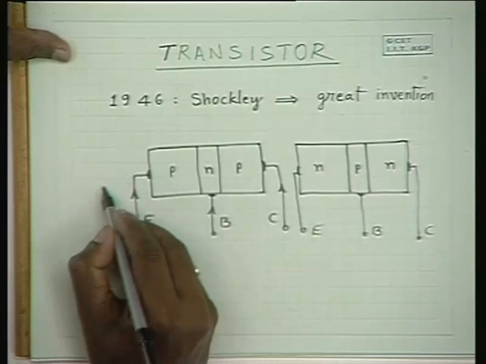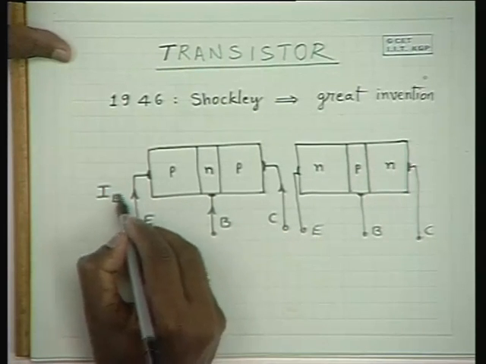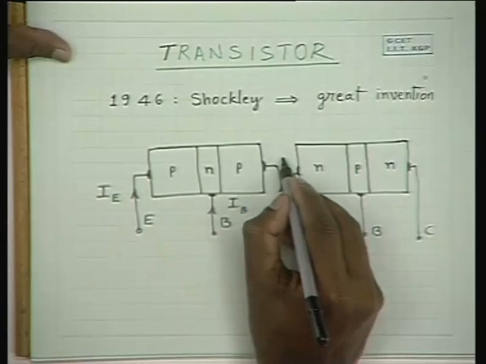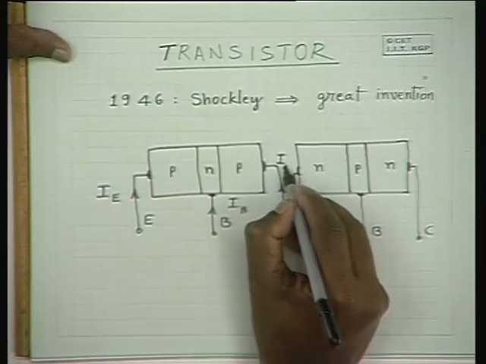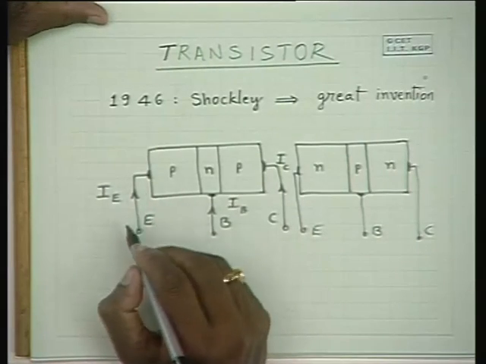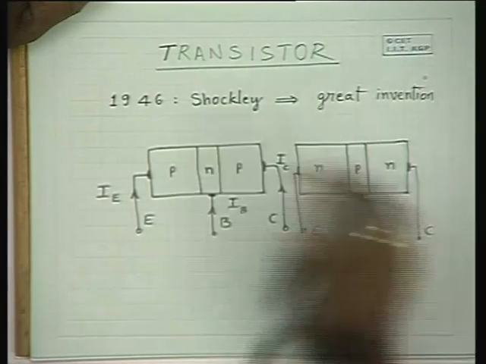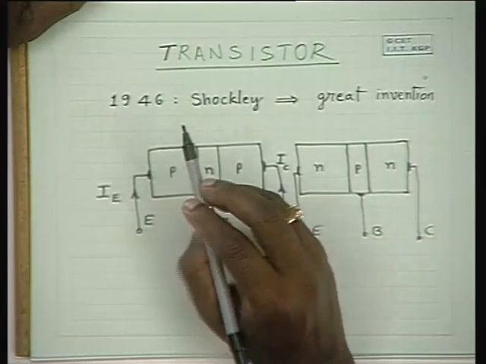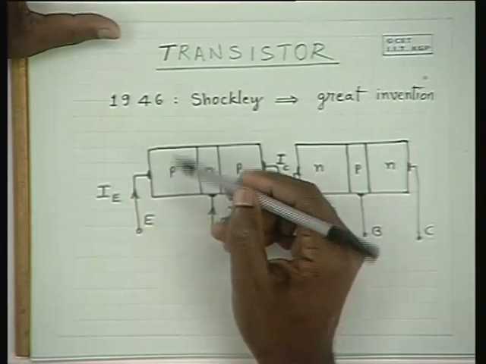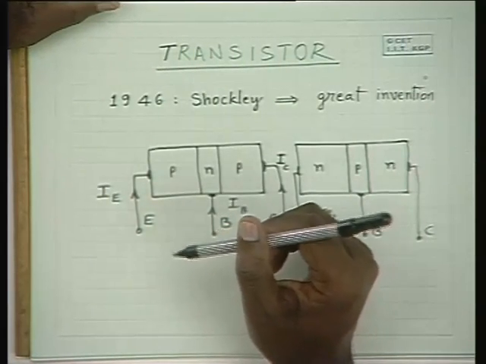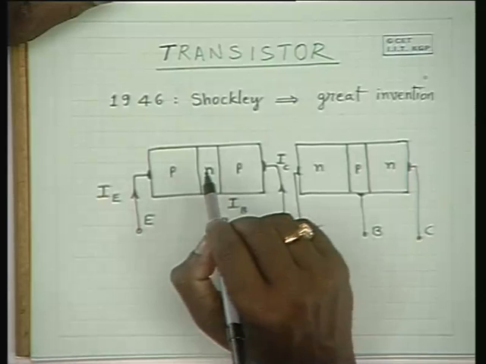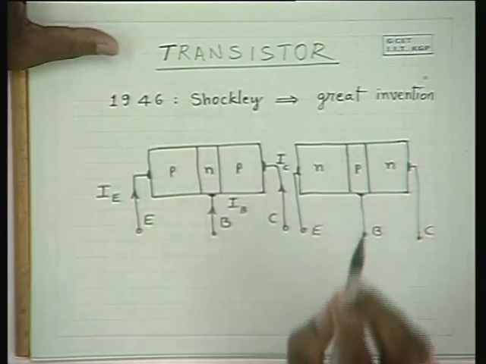Now a transistor can have emitter current, base current, and the collector current. By convention we take the current going inside as the positive. IE is the current going inside. If IE is equal to minus 1 milliampere, it means IE is 1 milliampere actually coming out of the terminal, and IE is plus 1 milliampere means the IE is equal to 1 milliampere going inside the emitter terminal.